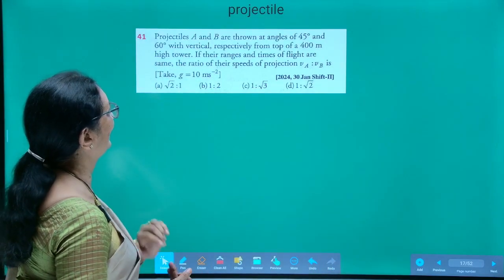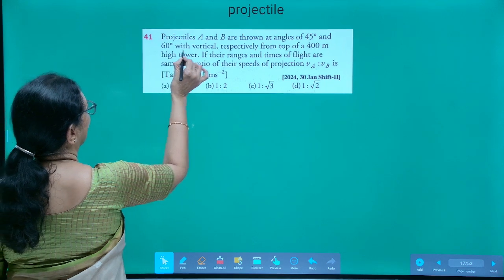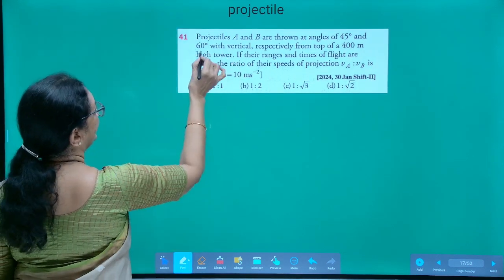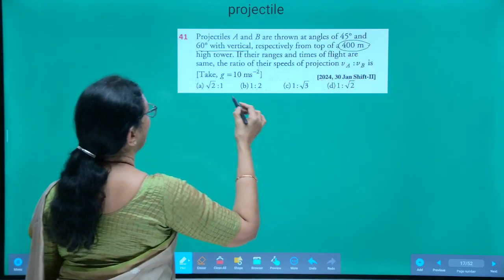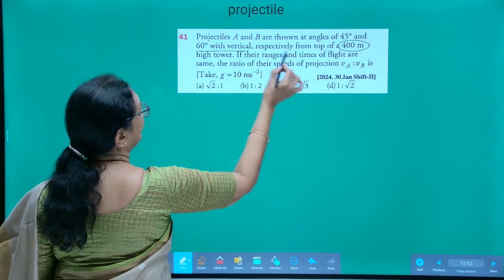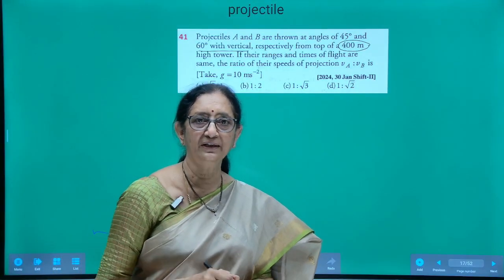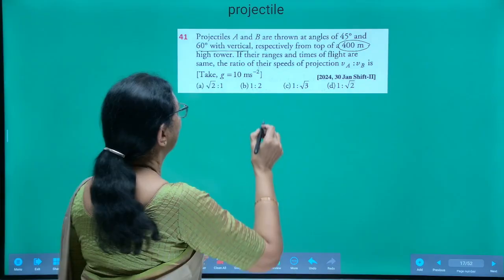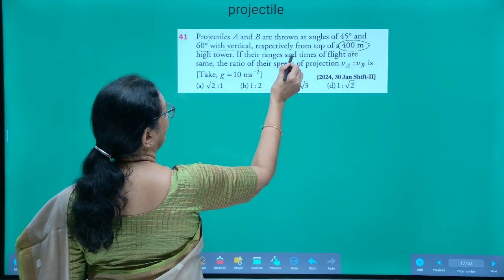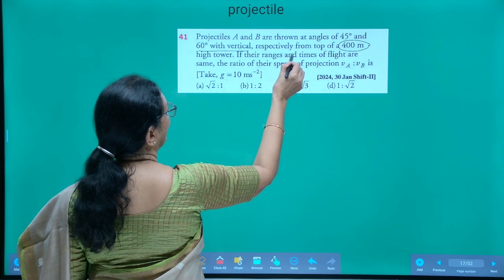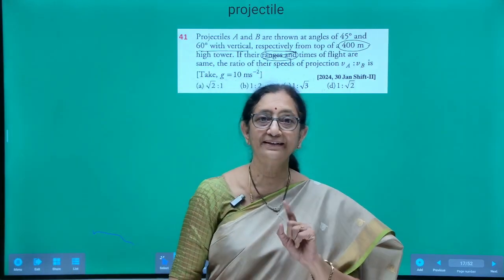See, projectiles A and B are thrown at angles 45 degrees and 60 degrees with the vertical, respectively from the top of a tower of 400 meters height. If their ranges and times of flight are same, find the ratio of their speeds. Actually, in that question, the self contradiction is that their ranges and times of flight are equal is a wrong statement. As per the data, only times of flight are equal. This is the wrong thing given in the problem. That is the reason why it was deleted in that session.